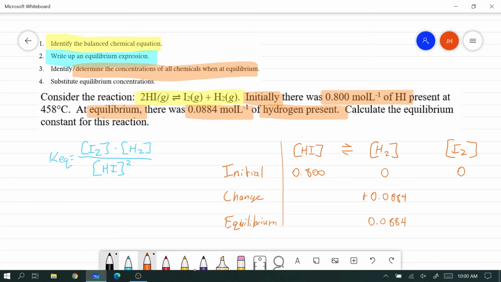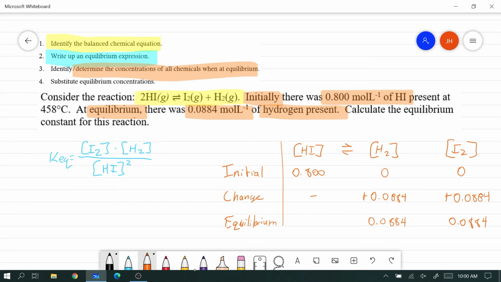So if the hydrogen concentration has increased by 0.0884 moles per liter, then that should be the same for the iodine as well. And so that means that its end resultant concentration at equilibrium is going to be the same as well. So then the question becomes, what has happened to that hydrogen iodide? I'm hoping that we can assume that the hydrogen iodide is being consumed to form hydrogen and iodine gas. So what we're expecting is a negative change for sure.